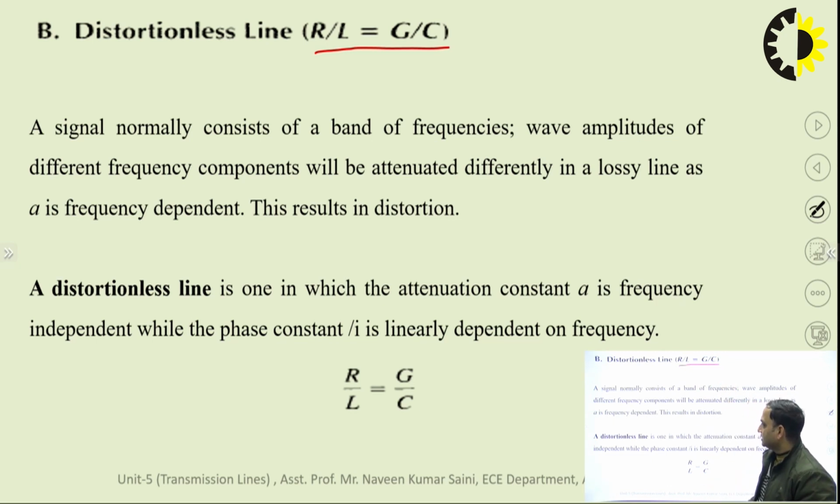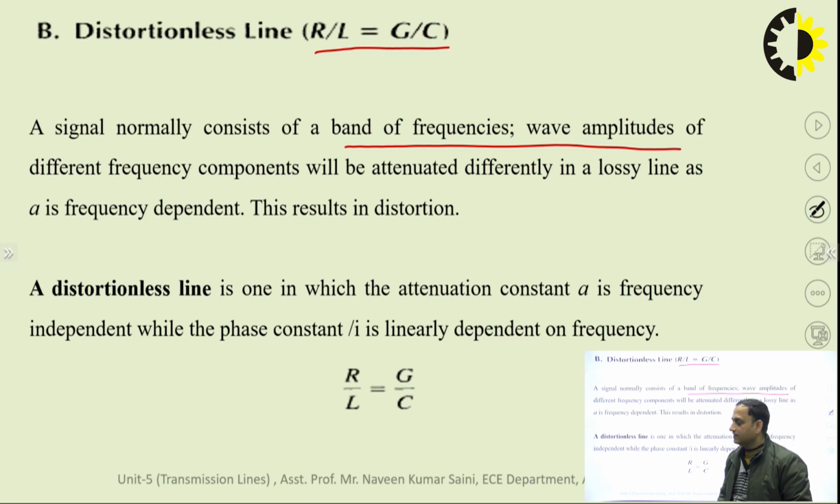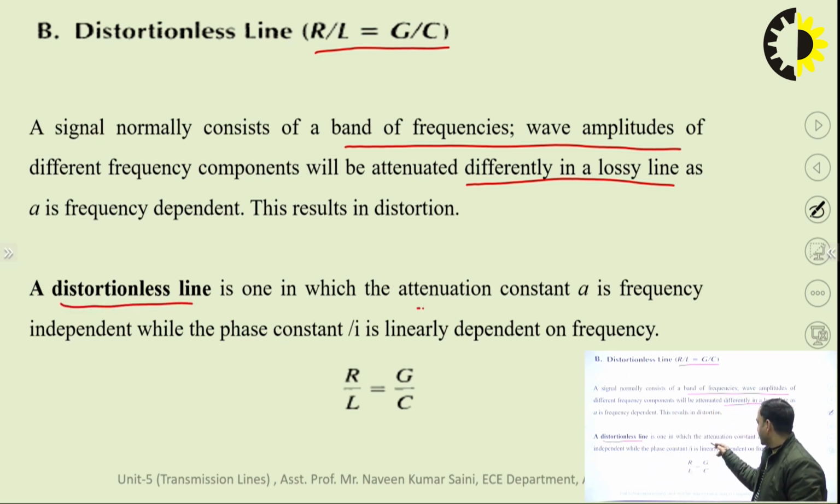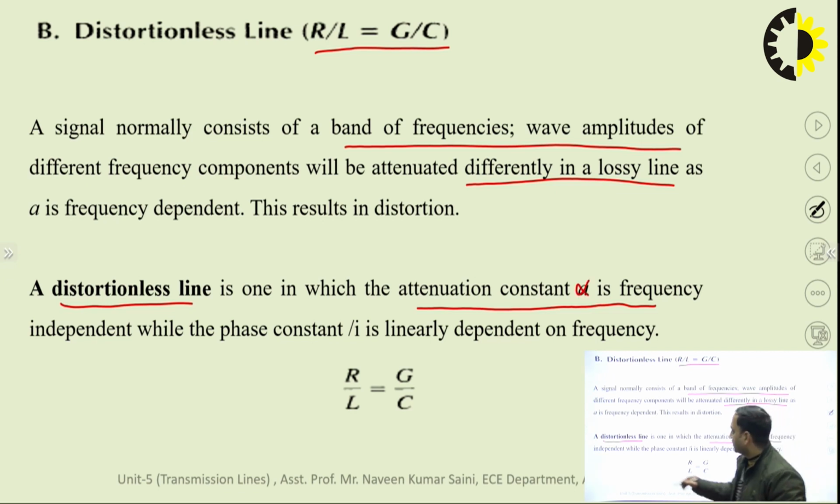So, the signal normally consists of a band of frequencies. Wave amplitudes of different frequency components will be attenuated differently in a lossy line, as attenuation is frequency dependent. So, this results in distortion. The distortionless line is the one in which the attenuation constant alpha is frequency independent. Note, this is not the A, this is the alpha, the attenuation constant.